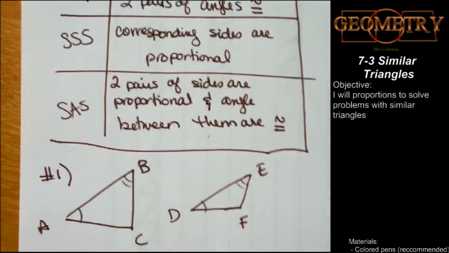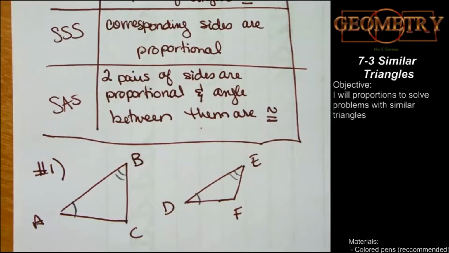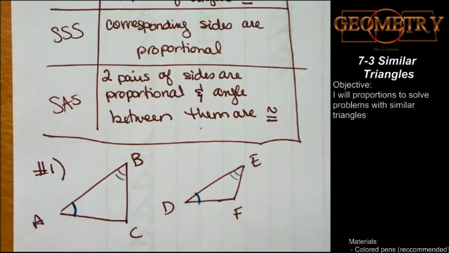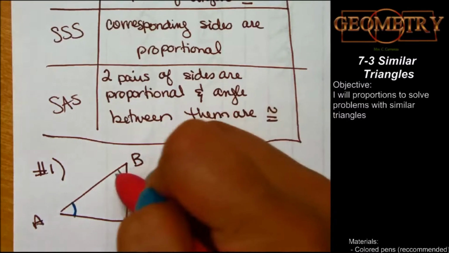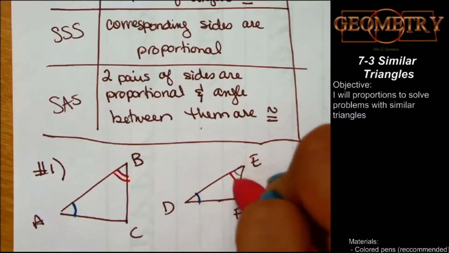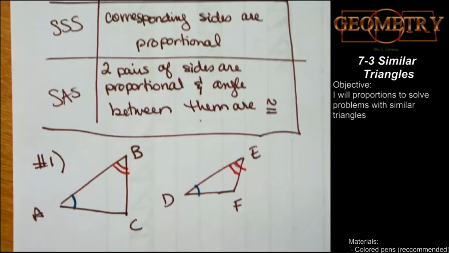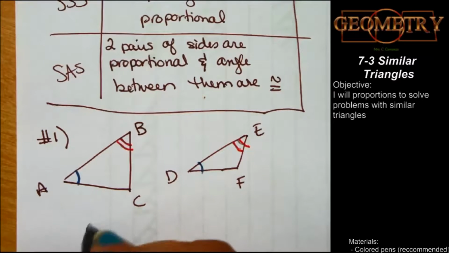Let's look at number one on our study guide. Number one shows us two triangles, and it has this angle marked congruent to this angle, and angle B marked congruent to angle E. Now I have two pairs of angles being congruent and no other information, and so we can state that these triangles are indeed similar using the angle-angle similarity.